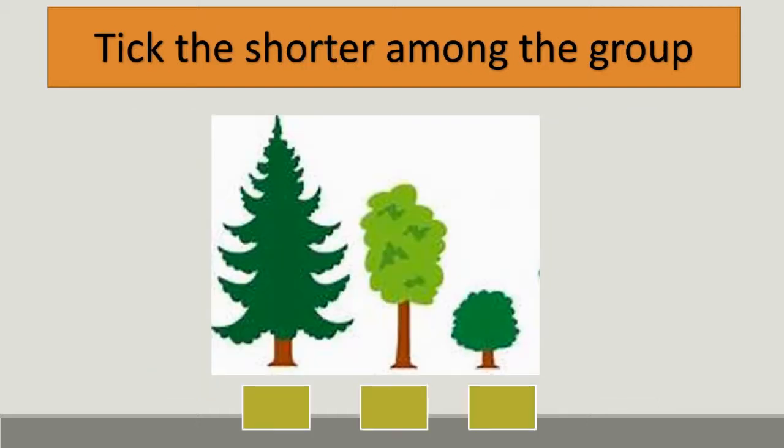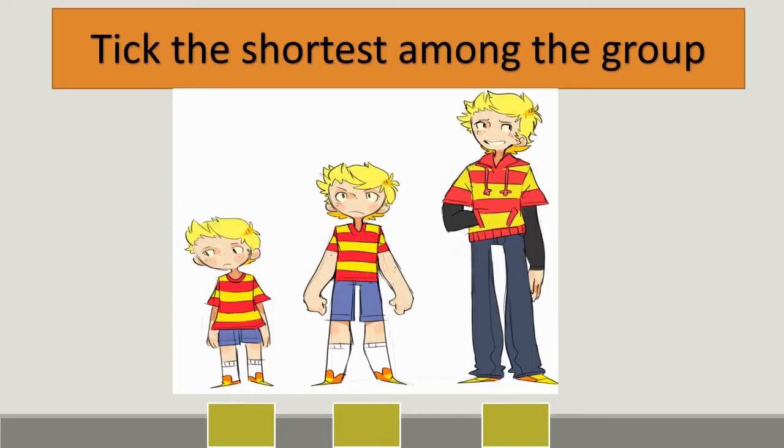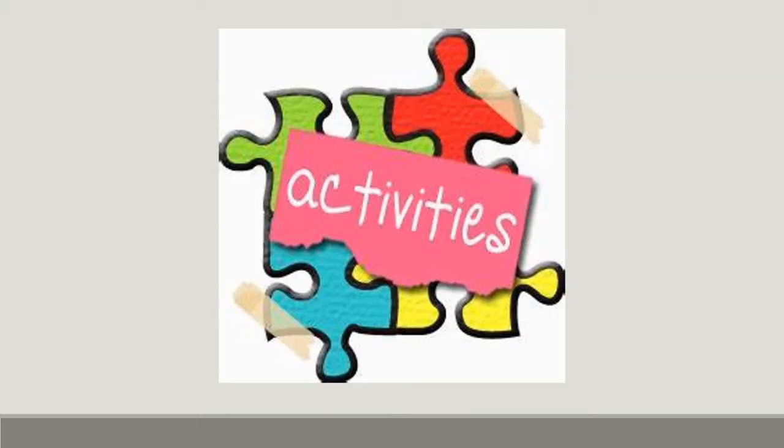Take the shorter among the group. Here, three different trees are given. Which is shorter? Yes, the second tree is shorter. Very good. Pick the shortest among the group. Yes, the first boy is the shortest among the group.